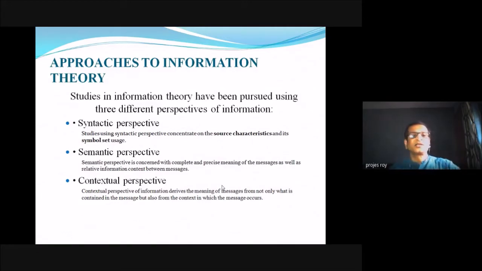Then next is the contextual perspective. The contextual perspective of information derives the meaning of a message not only from what is contained in the message, but also from the context in which the message occurs. It is not the content of the message, but the context in which the message appears, why the message came. That is important. Why this message is, and what is the consequence of the message. This is important in the contextual perspective.